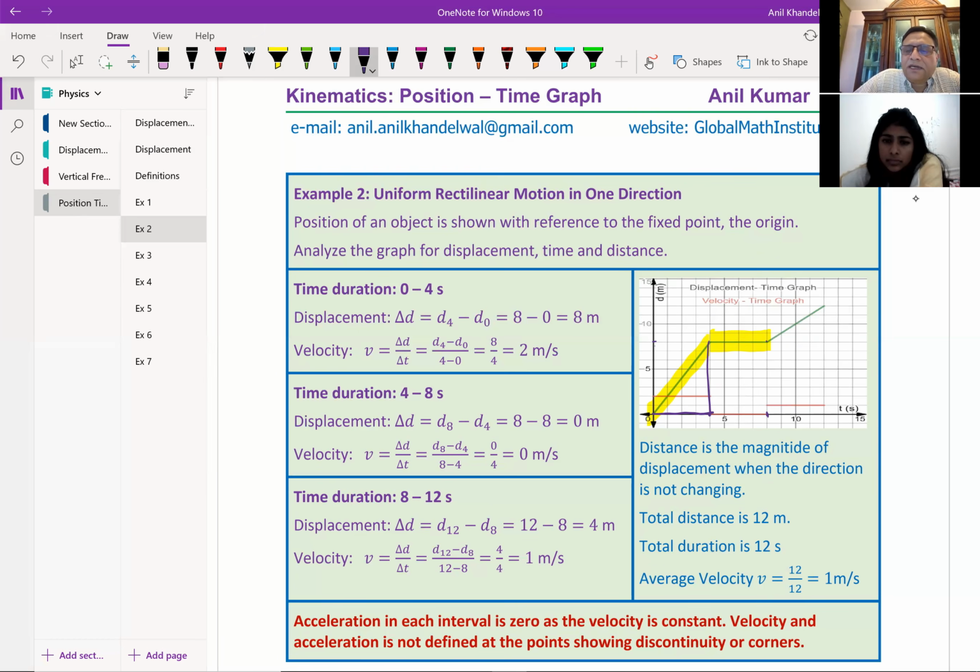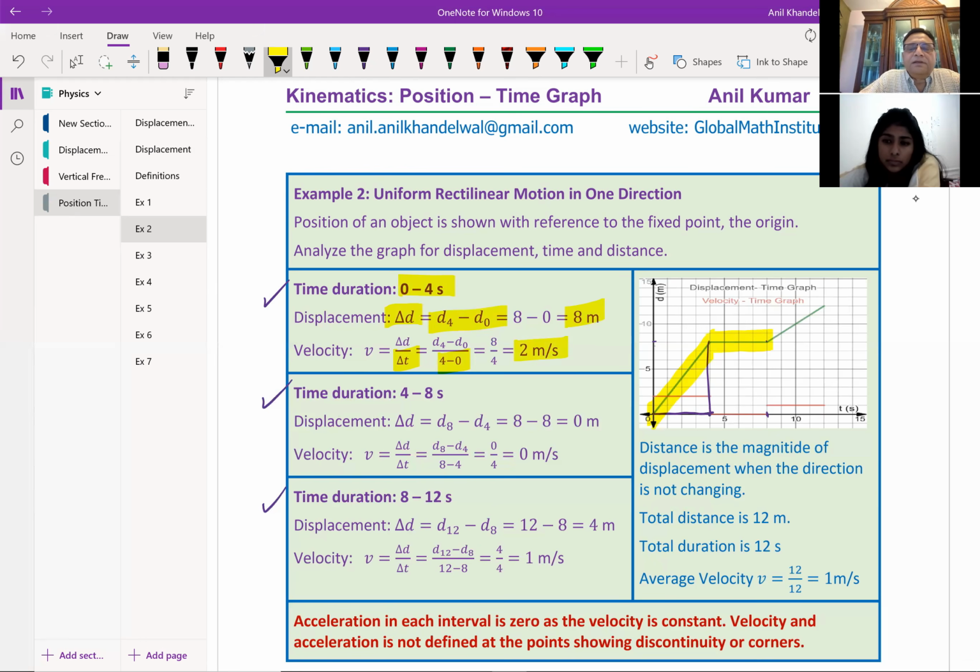So this is an exercise just to see how to analyze that kind of situation. Again, we have three different intervals, one from 0 to 4, then from 4 to 8, and then from 8 to 12 seconds. In the first interval of 0 to 4, we see that the displacement is increasing. It has increased to 8 meters in an interval of 4 seconds. Therefore, the velocity is 2 meters per second.